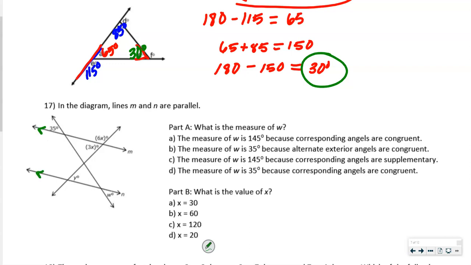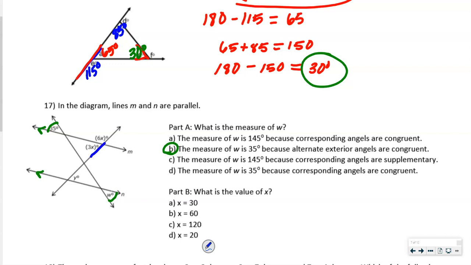Parallel, okay? Trying to find a relationship in here that's going to help us solve for W. So I noticed that this angle up here is 35 degrees and W is down there. Those are alternate exterior angles, and so that's why the measure of W is 35 degrees. Okay, then it says, what's the value of X?